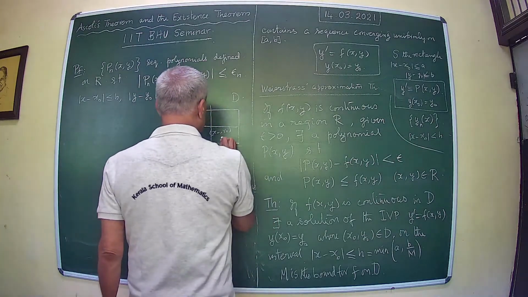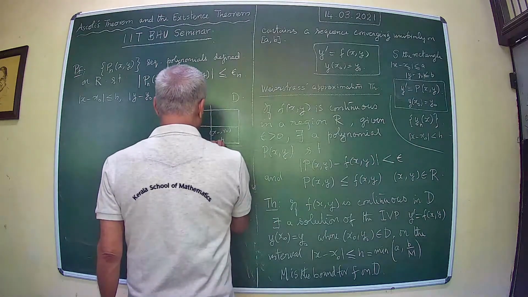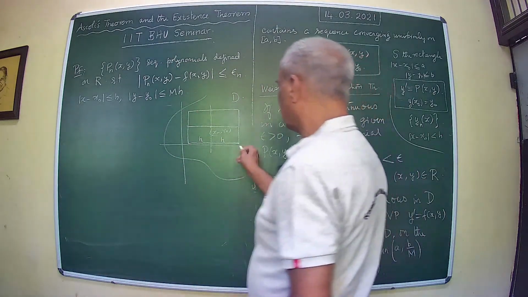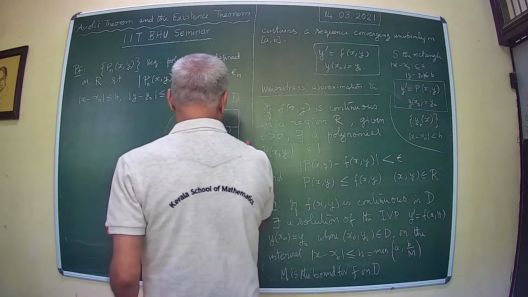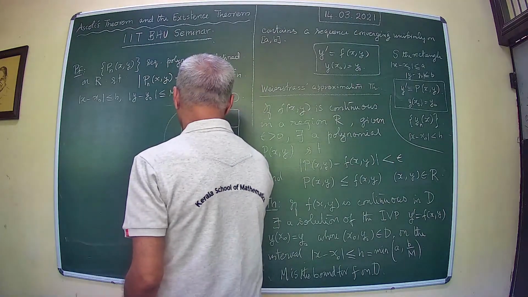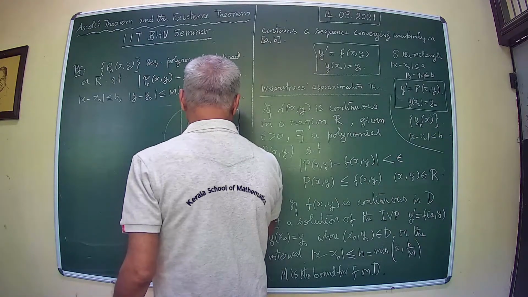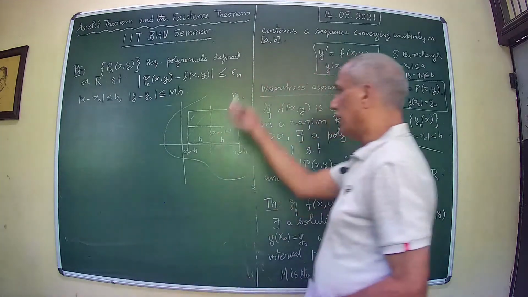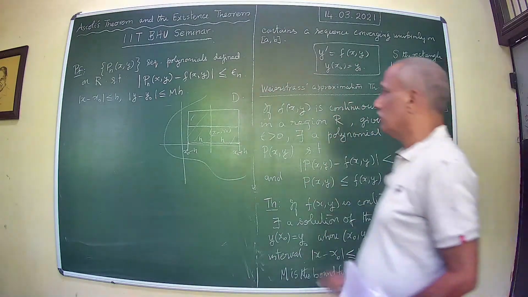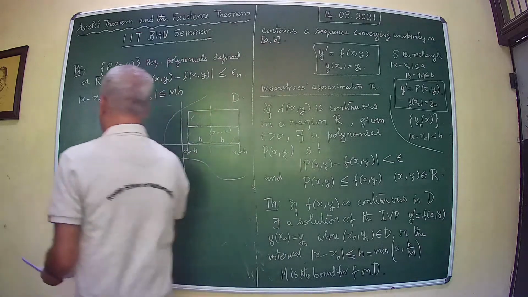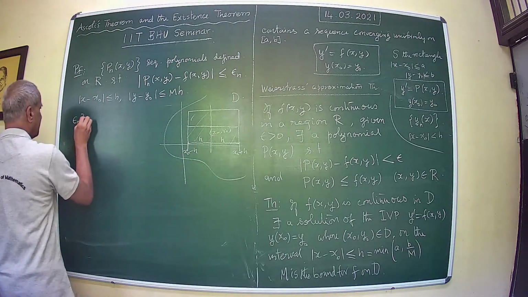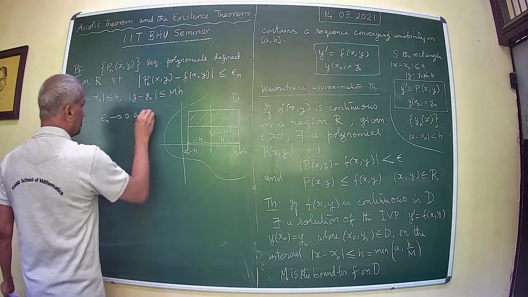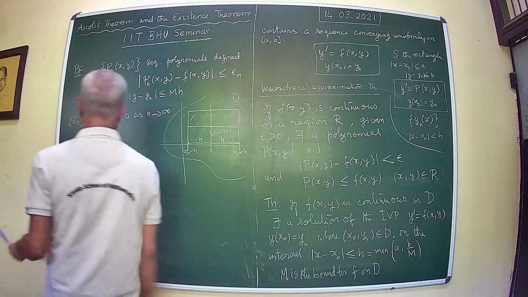So this is x naught, y naught, and this is x naught minus a to x naught plus a. So it is on the interval x naught minus a to x naught plus a, and it is on this rectangle that you have Pn approximating f within the error of epsilon n. We choose epsilon n such that epsilon n goes to 0. That's it.